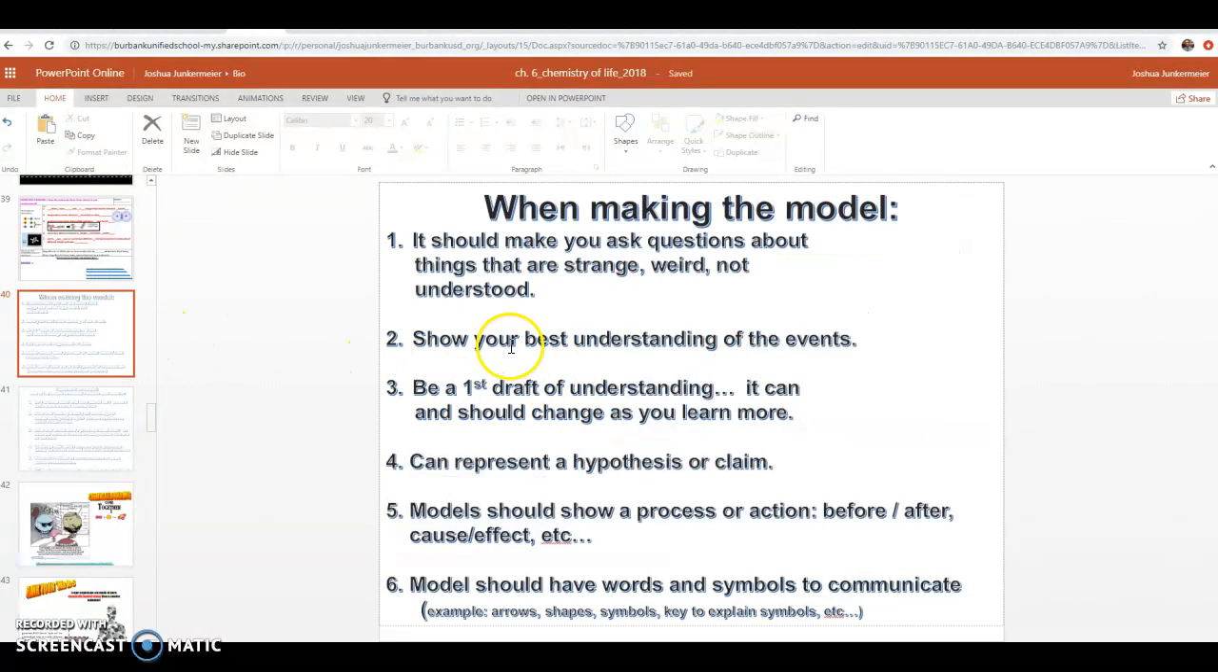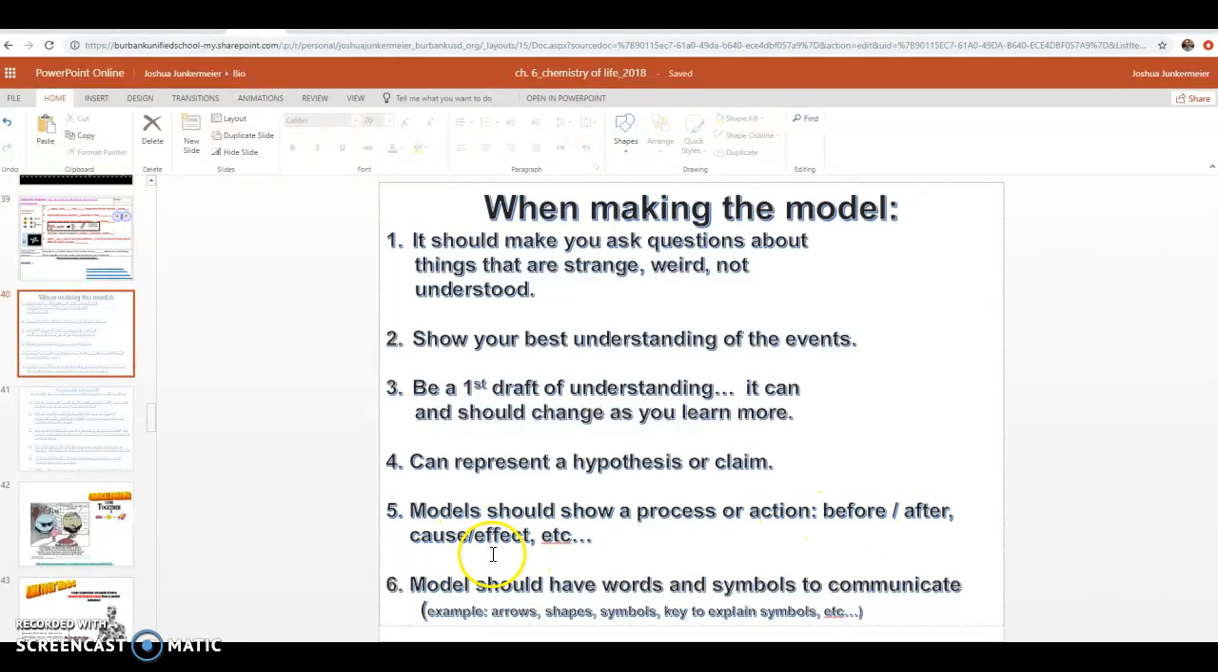Think of it as a first draft of what you understand. So it doesn't have to be perfect. It just has to be your best effort from what you remember, what you understand. And it can, and today should, represent your hypothesis. So you want it to be based on a hypothesis. And your model, or your drawing, should show a process or action, maybe before and after, or cause and effect.